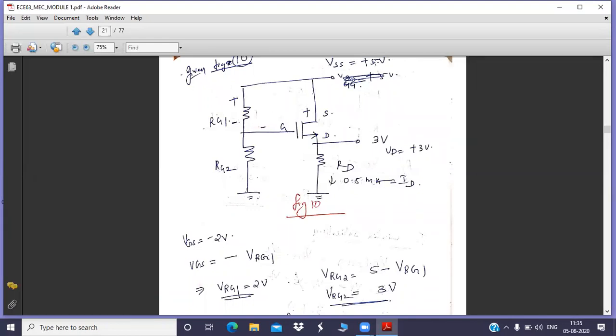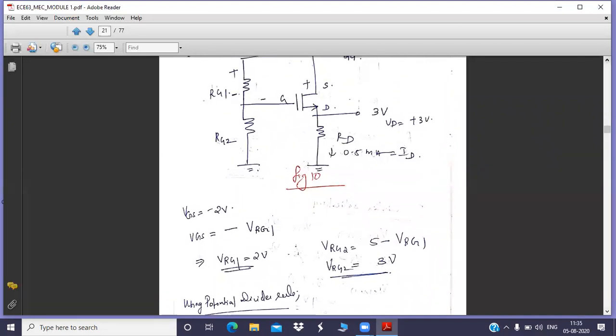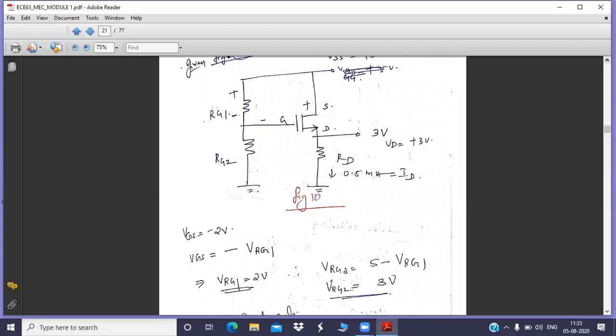So totally you have 5 volt. Out of this 5 volt, you got 2 volt across RG1. So what is the remaining voltage? The remaining voltage is 3. So that 3 volt will appear across RG2. That is what is mentioned here: VRG1 is 2 volt and VRG2 is equal to 3 volt. Can anybody tell why we found out this VRG1 and VRG2? Can anybody guess? Our objective was to find RG1 and RG2. RD, sir, to find RD, we have to find both.